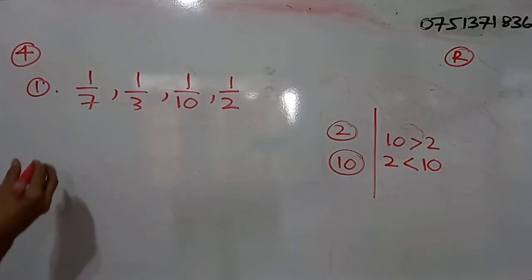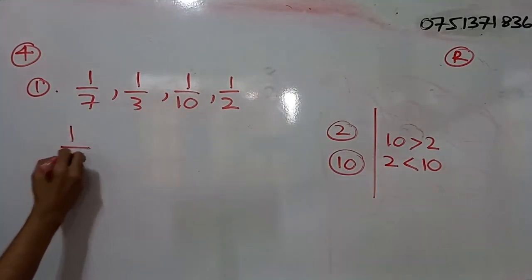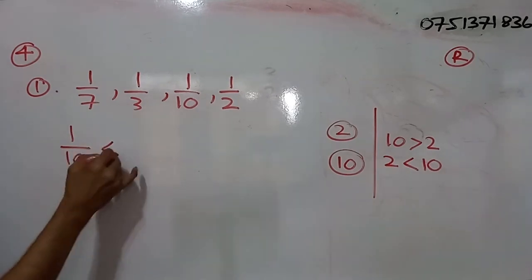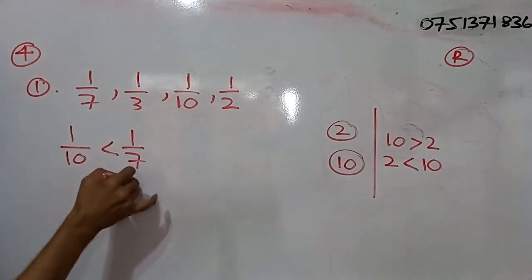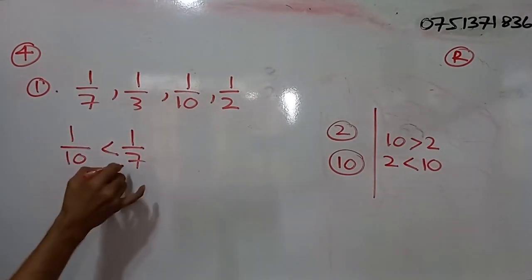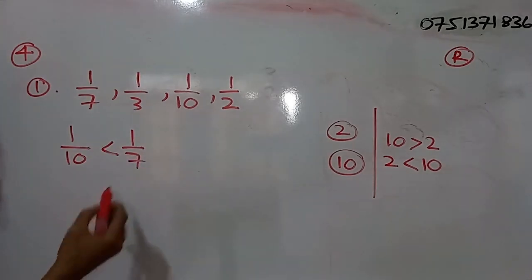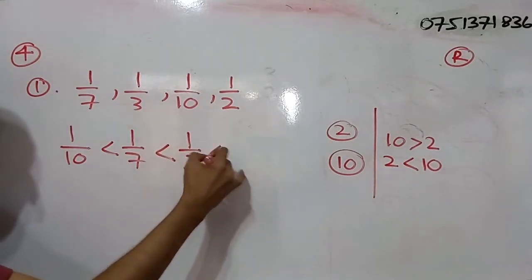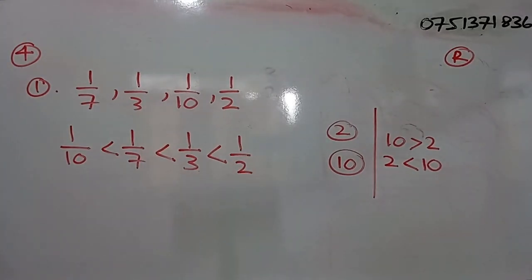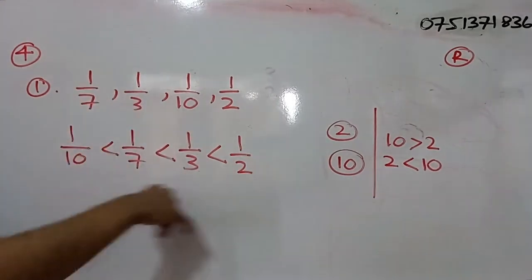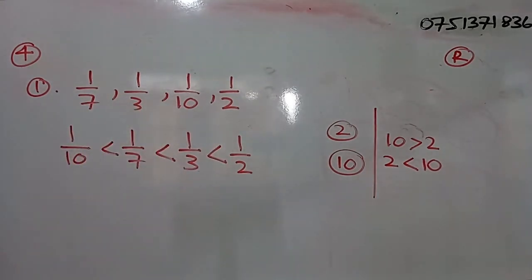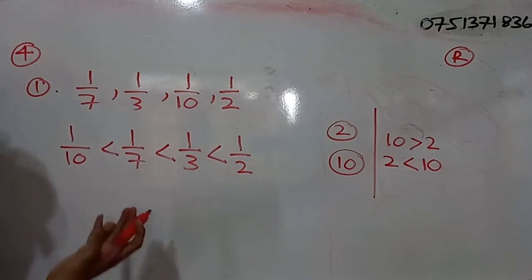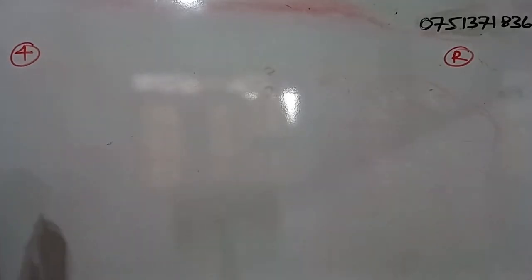So in that manner, 1 by 10, that is the smallest fraction. Then after that, 1 by 7. So 1 by 10 and 1 by 7. When we compare these two fractions, 1 by 7 is the larger one, right? Then comes 1 by 3 and 1 by 2, that is the larger fraction. So this is the manner where when we arrange the given fractions in ascending order, this is the manner we get the answer.